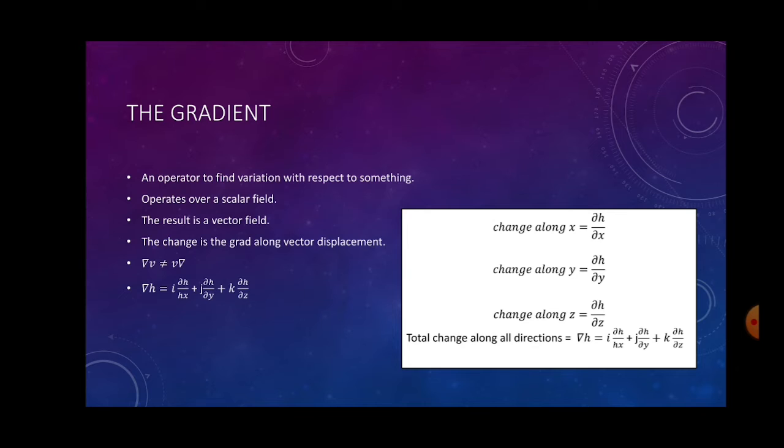Over a three-dimensional space, the gradient is used to find variation with respect to something. Here, i, j and k are unit vectors along x, y and z axis. The change along x is del h upon del x, the change along y is del h upon del y, and the change along z is del h upon del z. So, the total change along all the directions will be i del h upon del x plus j del h upon del y plus k del h upon del z.